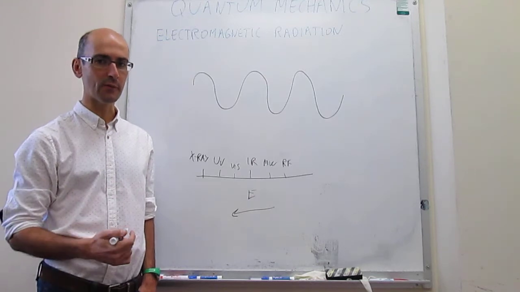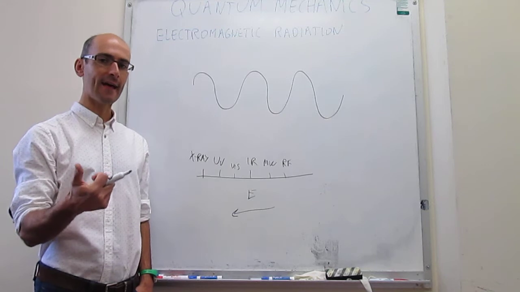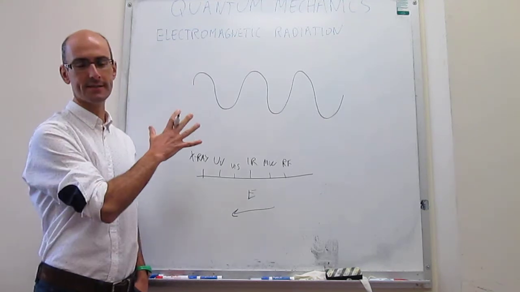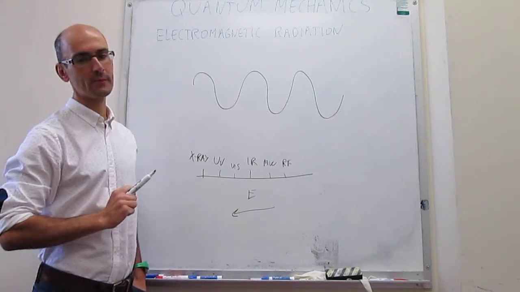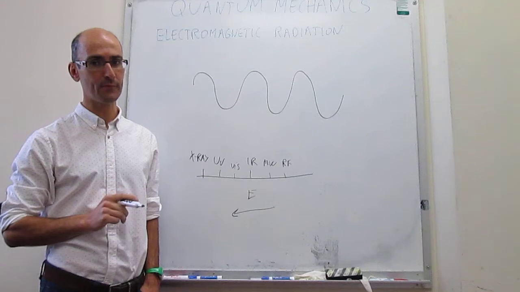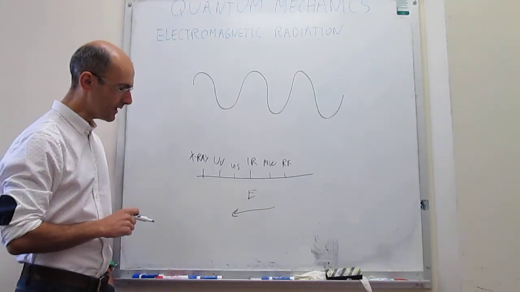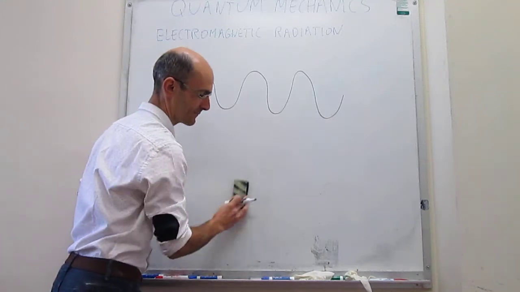All right, so let's talk about some of the properties of this electromagnetic radiation. First, it doesn't have any mass. This is just a field. It's not a particle, no mass associated with this. Second, it actually behaves as a wave. And a way to prove this is to do something that is called a double slit experiment.